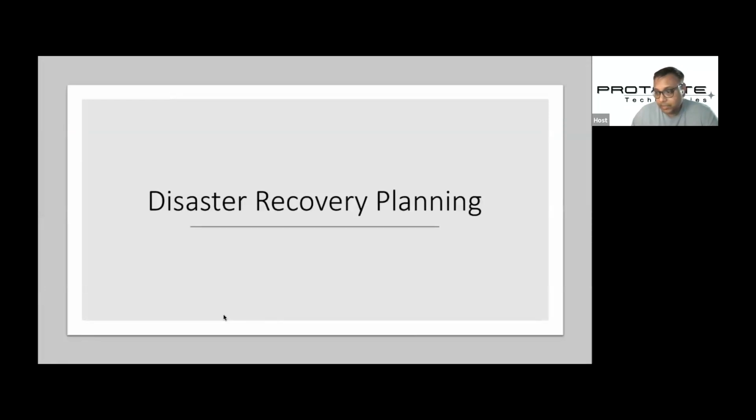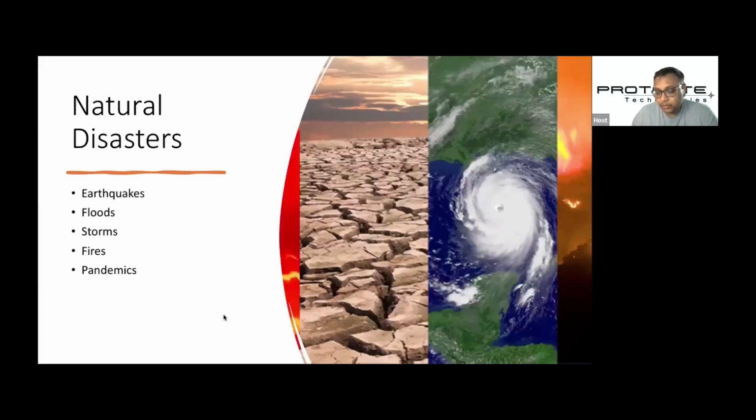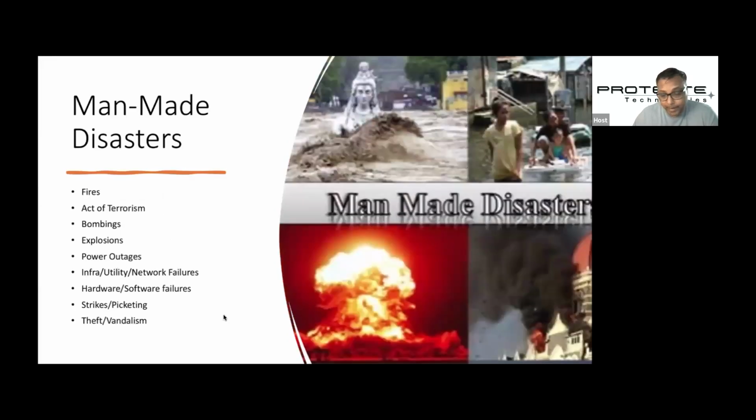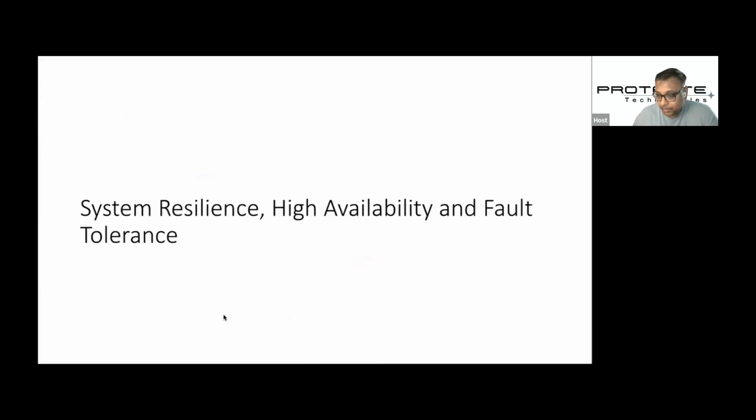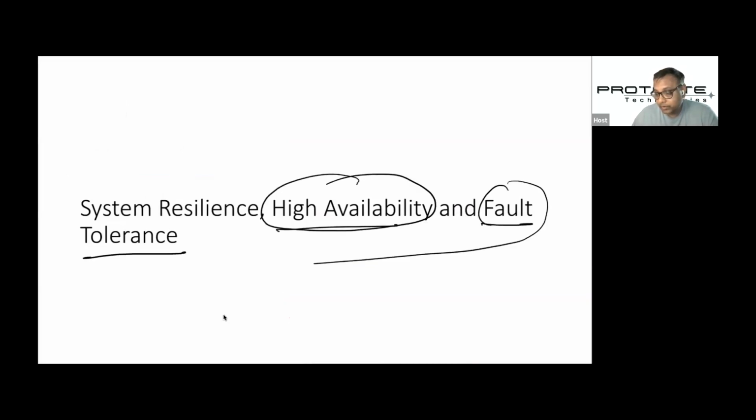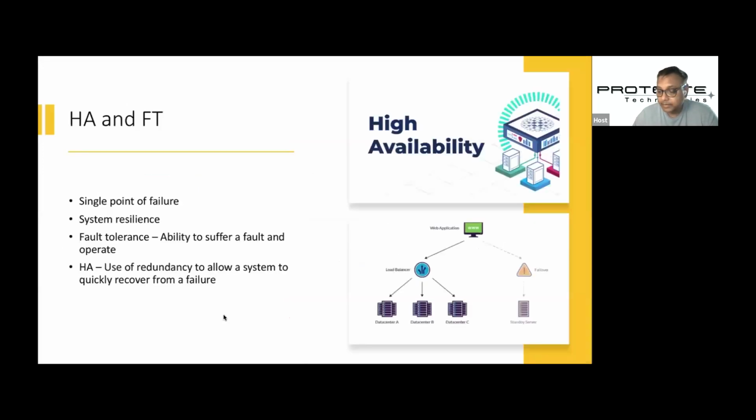Okay, then next, the last part is disaster recovery planning. So you are supposed to plan for any disasters. Okay, and what are the major disasters? Earthquakes, floods, storms, fires, pandemics. Okay, there could be man-made disasters, terrorism, hardware failures. So you need to plan and develop your systems for high availability and fault tolerance. You need to design systems for high availability and fault tolerance. Okay, and that's how you achieve your system resilience.